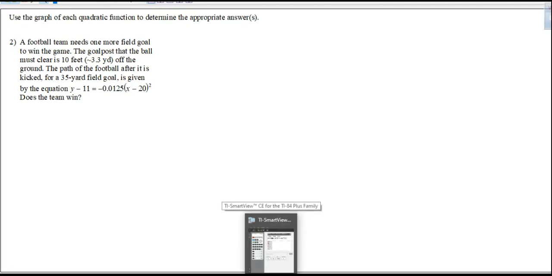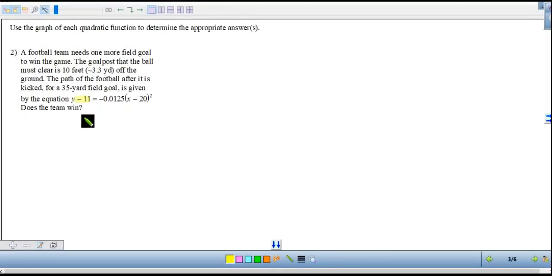y minus 11 equals negative 0.0125 times (x minus 20) squared. Does the team win? Well, let's pull out our graphing calculator and put this equation into it. Before we do that, let's make sure that we convert the equation to the proper form to put in the calculator. What do we need to move? The negative 11. So we'll add 11 to both sides.